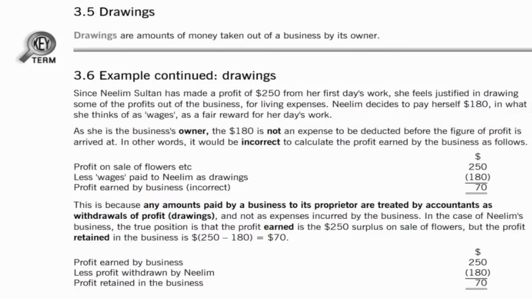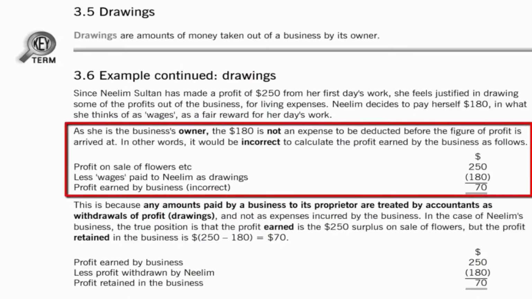Step 2. Avoiding the incorrect way to calculate profit. Let's look at an incorrect way to calculate the business's profit to understand why drawings aren't treated as an expense. If we incorrectly treated the $180 that Neelam took out as an expense, it would look something like this. Profit from sales, $250. Minus wages or drawings for Neelam, $180. Resulting profit, $70. Incorrect.